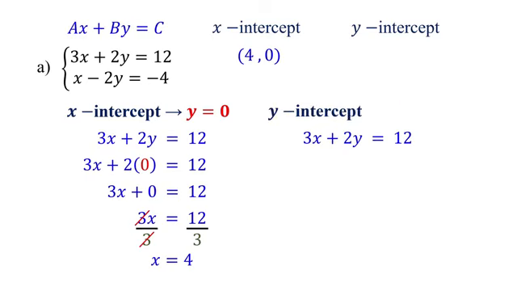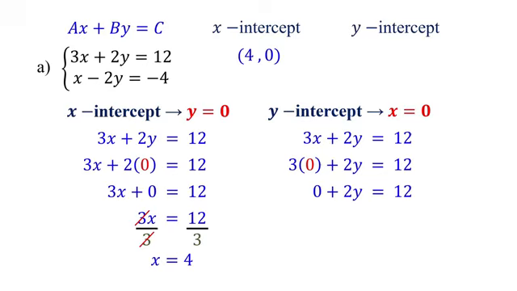The y-intercept occurs when x is 0, so set x to 0 and solve for y. 3 times 0 equals 0, and we have 2y equals 12. To isolate y, divide each side of the equation by 2. Cancel out the 2's. 12 divided by 2 is 6. So, the y-intercept of the first equation is (0, 6).